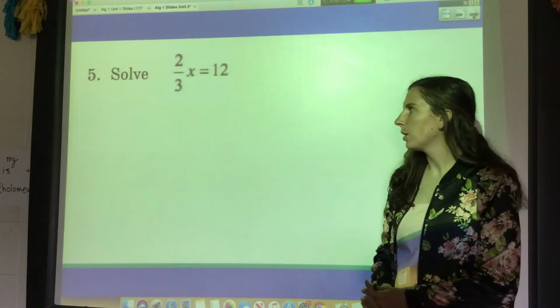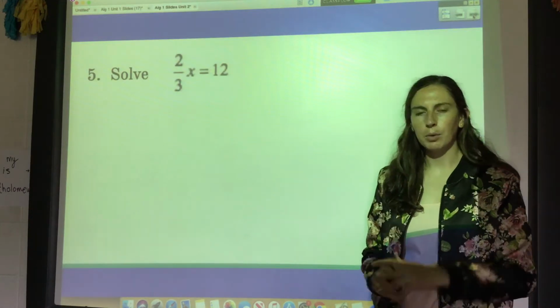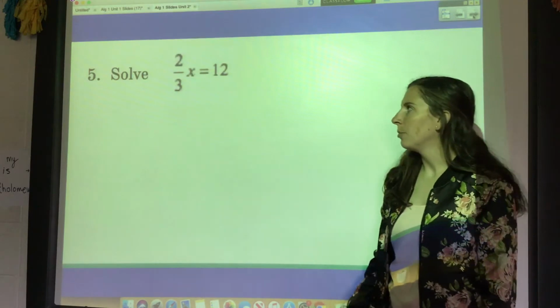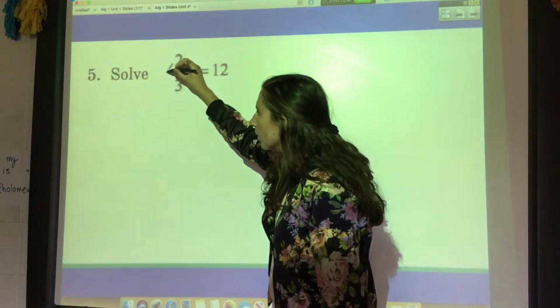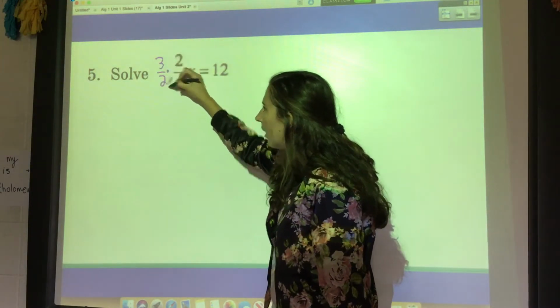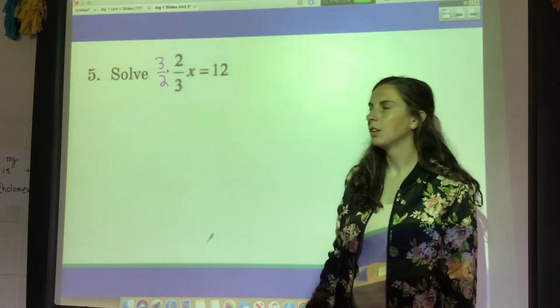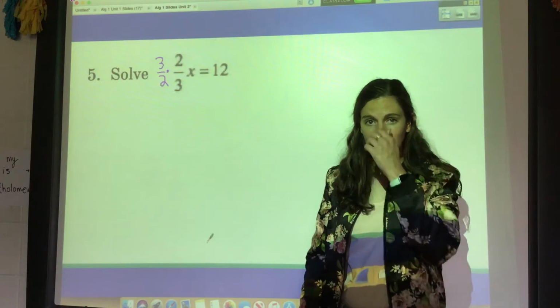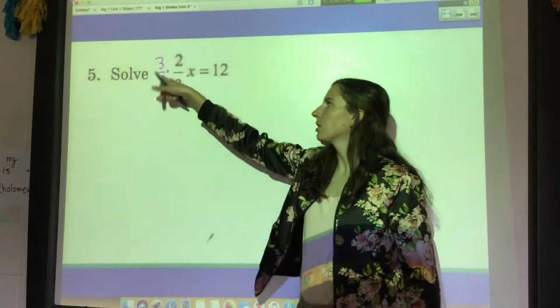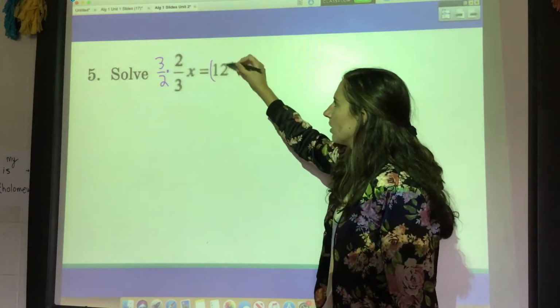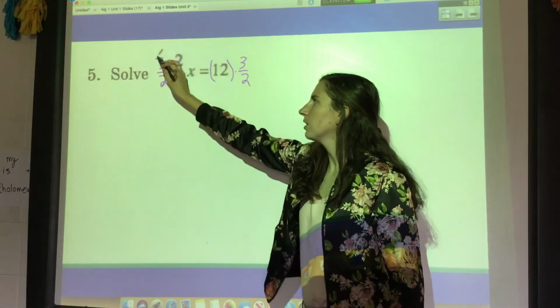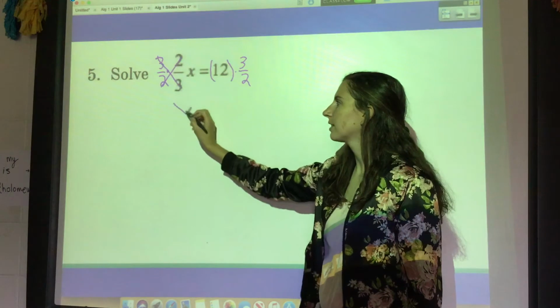Probably the easiest way is to multiply by what we call the reciprocal, which is just the flipped version of this. Because if I multiply 2/3 by 3/2, the 3's cancel, the 2's cancel, and I just have x. So that's the quickest way to do this. And if I multiply this side by 3/2, I also need to multiply this side by 3/2. And the 2's cancel, the 3's cancel, and I just have x.